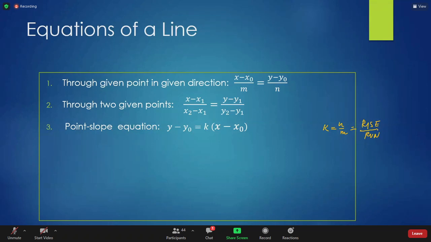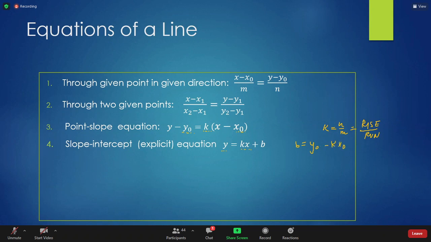And so one more. If we open the parentheses, remember that this is a number, and this is a number, and this is a number. So if I open the parentheses, I have y, which is a variable, equals kx, but everything else will be numbers. So we can say that b is y0 minus k times x0. That would be the b value if we combine the numbers, because these are all just numbers.